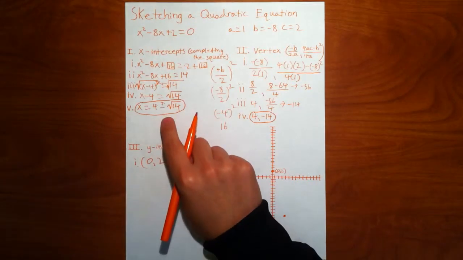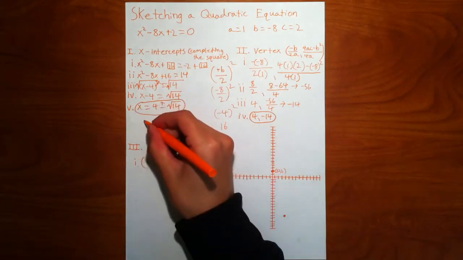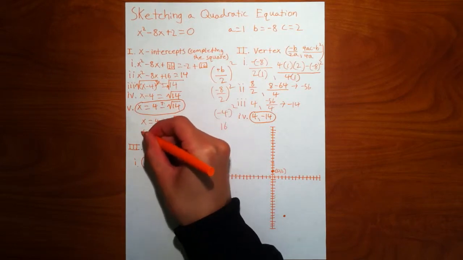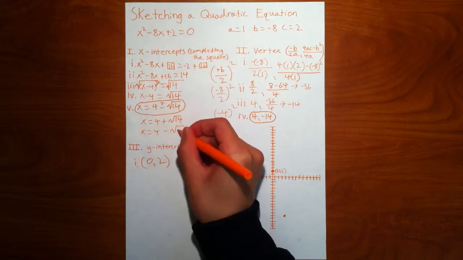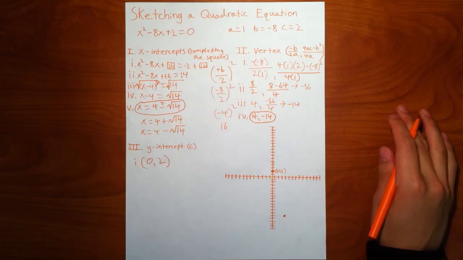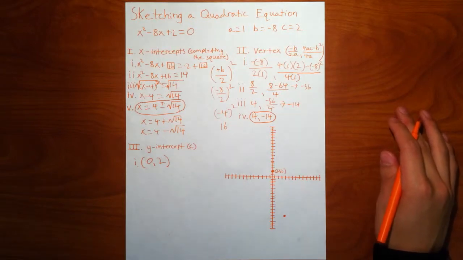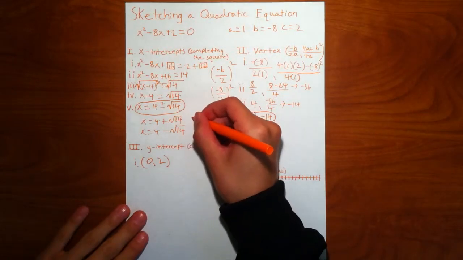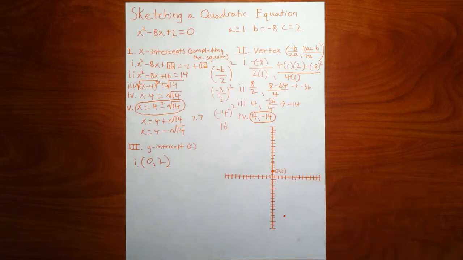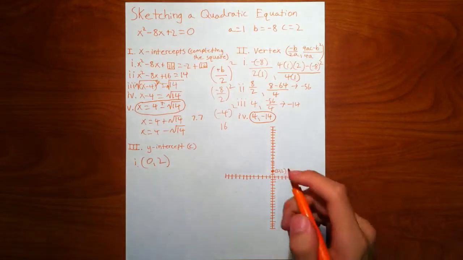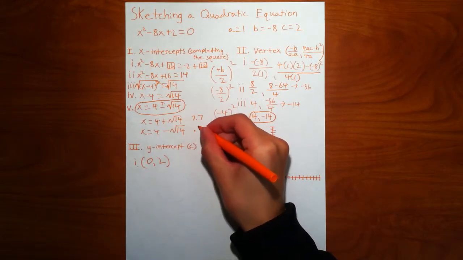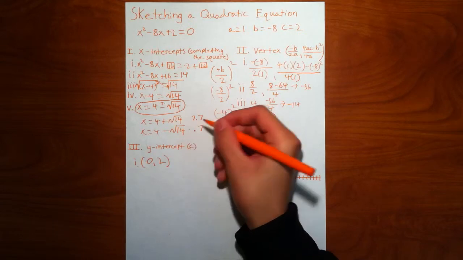And now we must graph the x-intercepts. X equals 4 plus square root of 14, and x equals 4 minus square root of 14. So x equals 4 plus square root of 14 happens to be around, let's say 7.7, I'd say. And for minus square root of 14, I think it's going to be around 0.7. Negative 0.7, excuse me, no, positive 0.7.